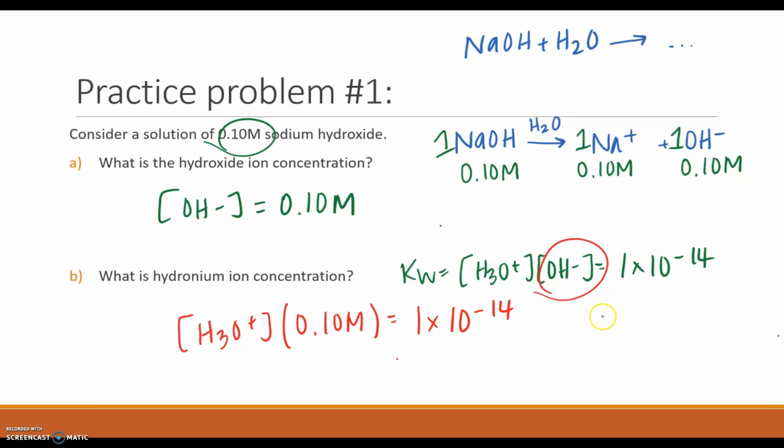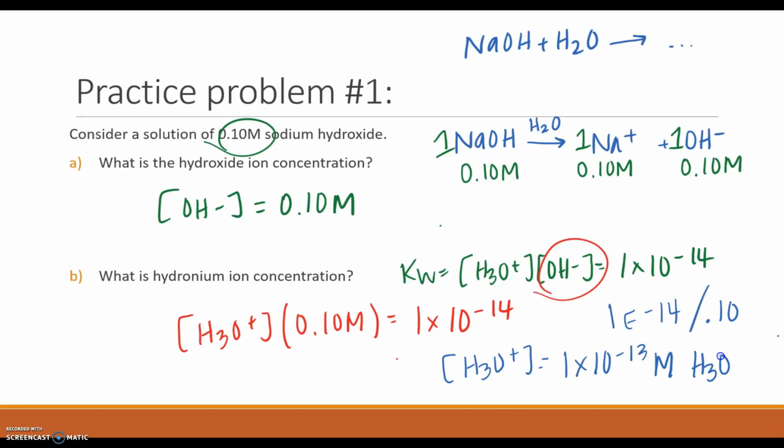So your screen should say 1e minus 14 divided by 0.10. And then when you hit enter, you'll find that H3O plus concentration is 1 times 10 to the minus 13 molar. Remember, concentration, the unit is molar. And if you want to write H3O plus after this, you totally can.